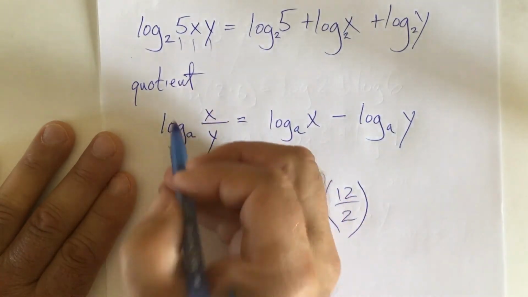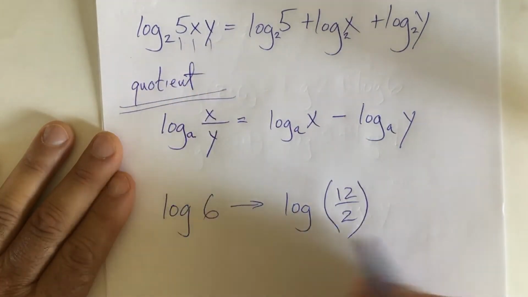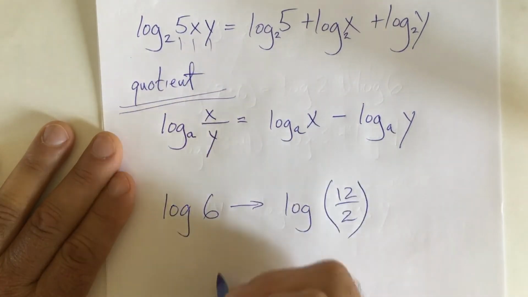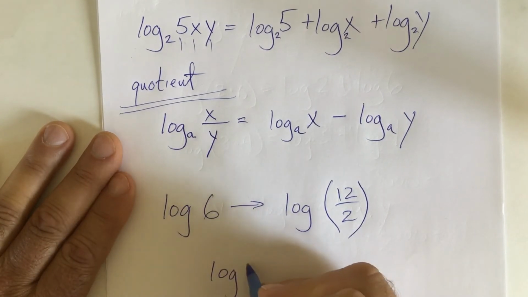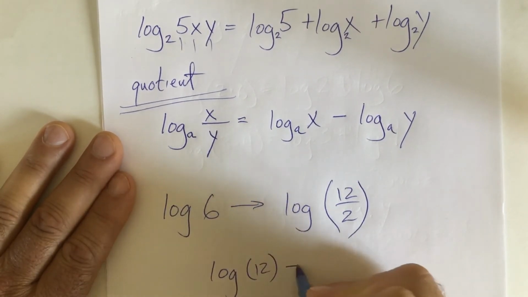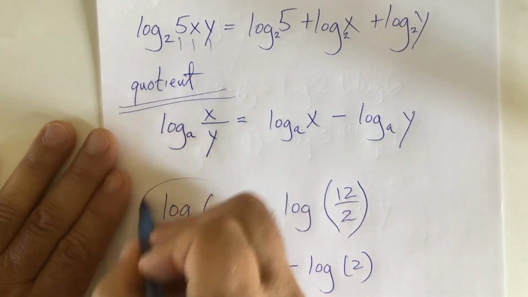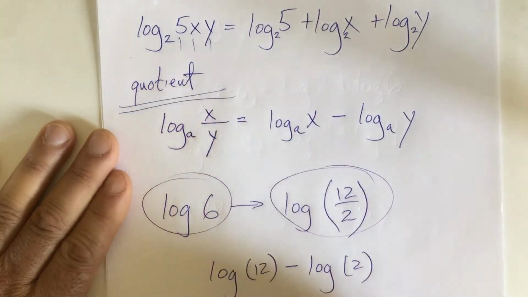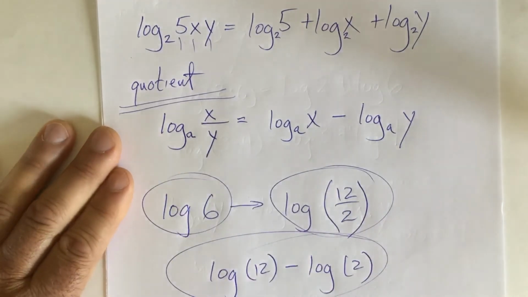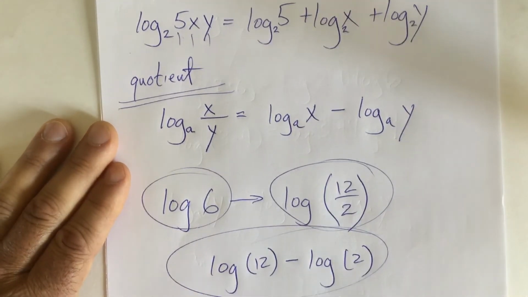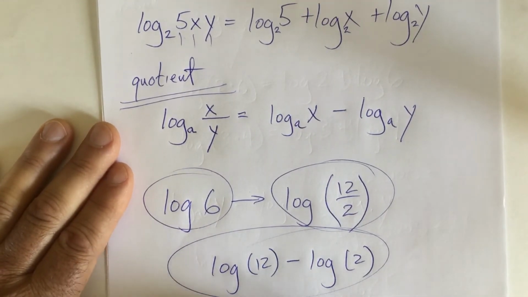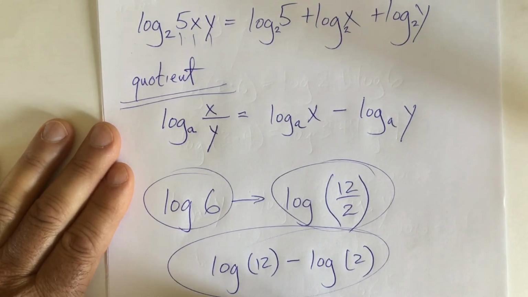So what does the quotient rule actually say about something like this? Well, if I wanted to, I could punch it into my calculator like log of 12 minus log of 2. And I will get the same weird super decimal for all three statements, because the quotient rule says division of two things is the same as subtraction.